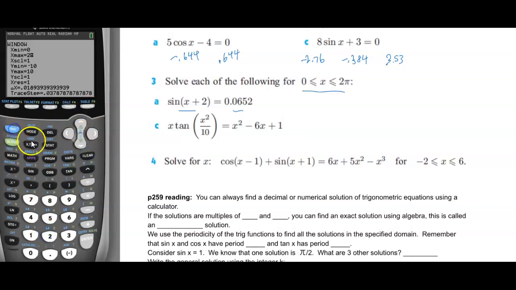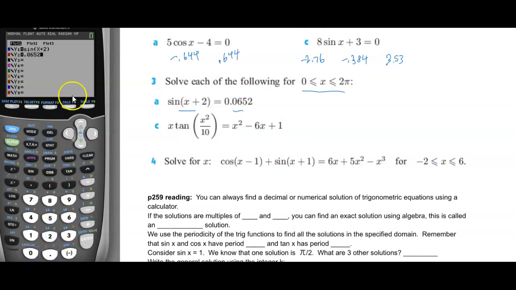2 pi. And then I could go to my y equals, and then I'll put in the left side of my function, which is sine x plus 2. Remember, all these are being graphed in radian mode. And then the other side of the equation, the right-hand side of the equation, is 0.0652.